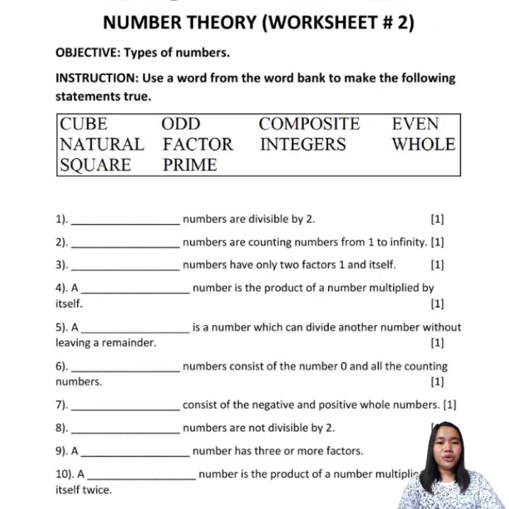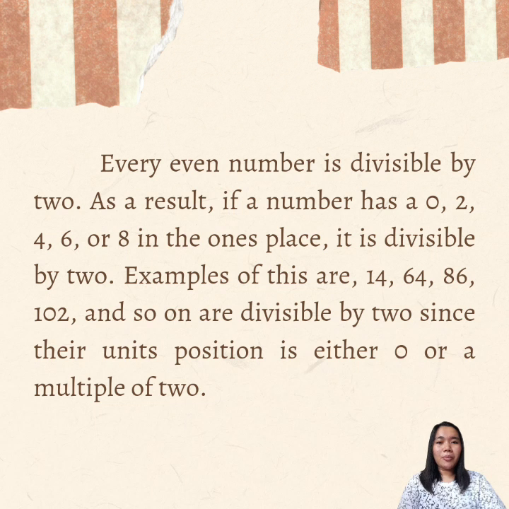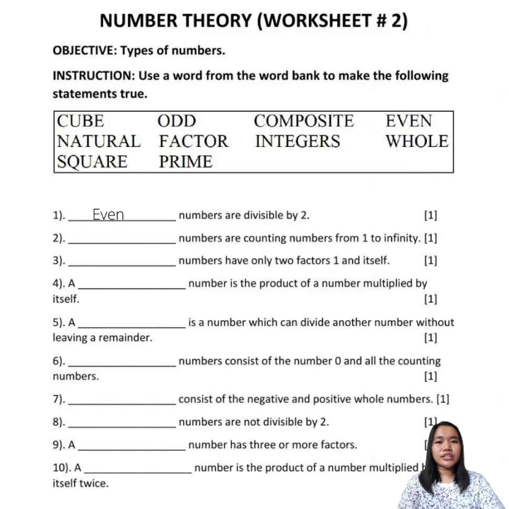I'm sure that all of you know that the numbers divisible by 2 are even numbers. Every even number is divisible by 2. As a result, if a number has 0, 2, 4, 6, or 8 in the ones place, it is divisible by 2. Examples of these are 14, 64, 86, 102, and so on, since their unit's position is either 0 or a multiple of 2. The number 1 answer is even numbers.